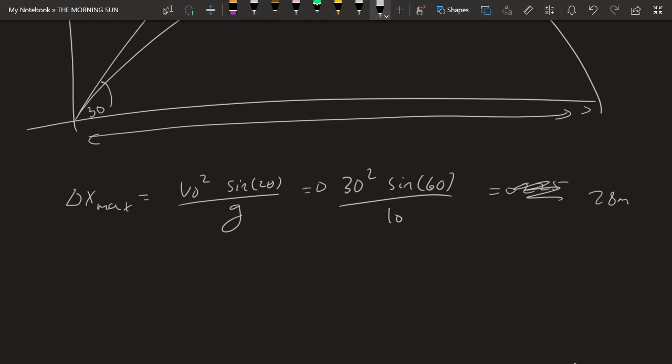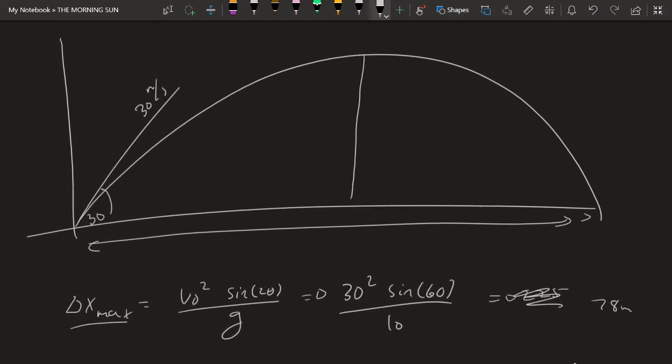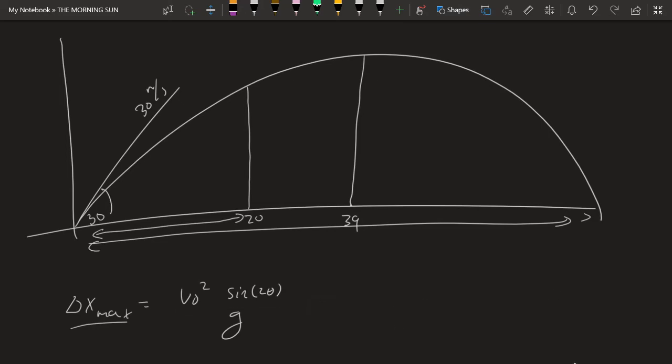Here we go. So 78 meters. That's our range. So our midpoint over here is 78 over 2, right? And that's equal to 39. If this is 39 and the wall is 20 meters away, that means the wall is somewhere over here, not here, right? So let's just erase all of this, and we just drew our diagram properly.